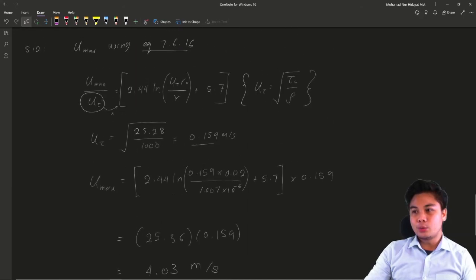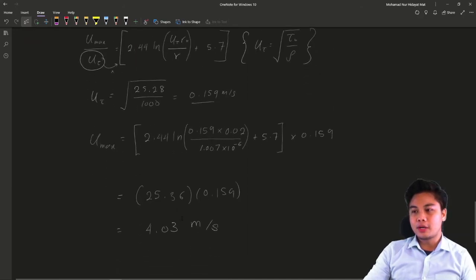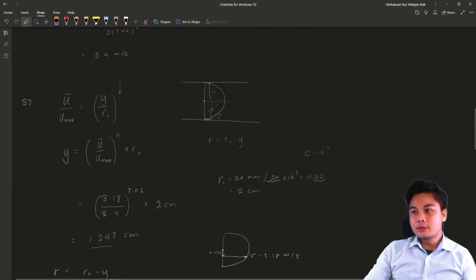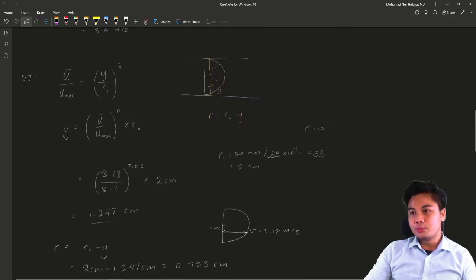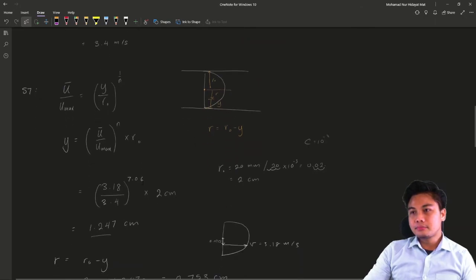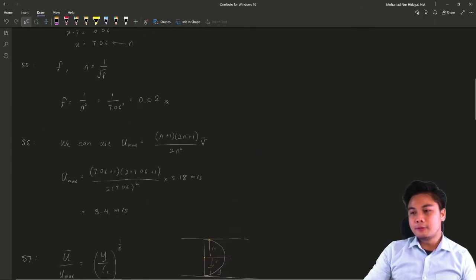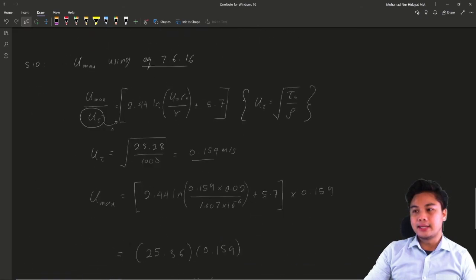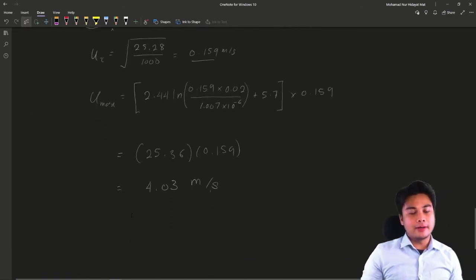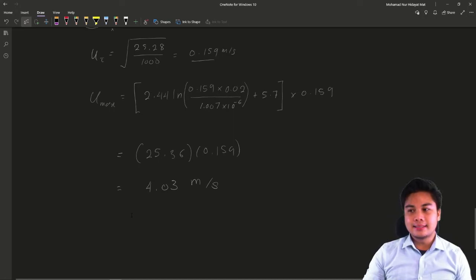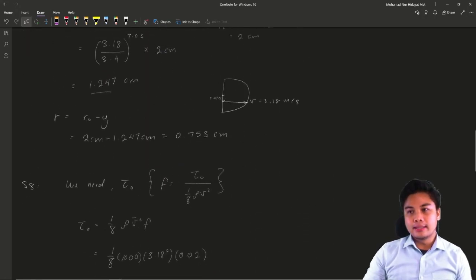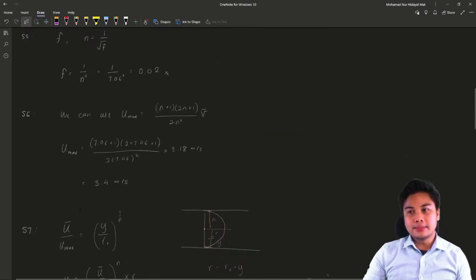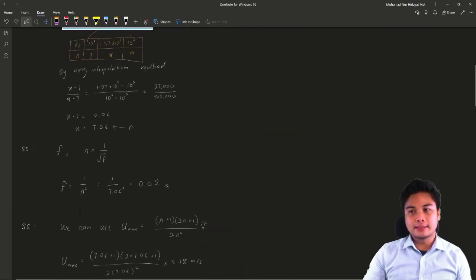By using this equation, we discover U max is 4.03. By using the other equation, we discover that U max equals 3.4 meter per second. That is the difference. Therefore, that is the final answer to get the U max, the pressure drop, the radial position, the friction factors, and so on. I think that's all. Thank you very much.